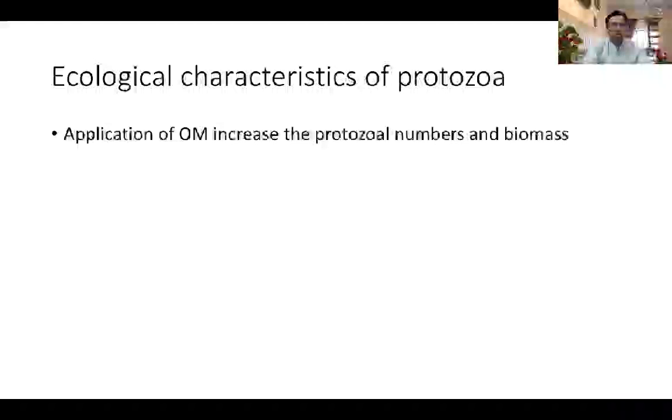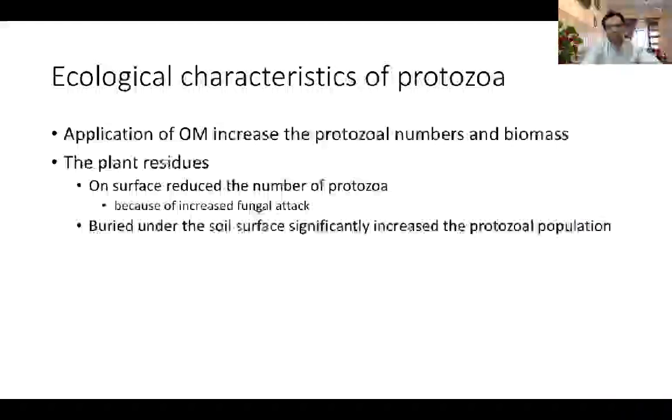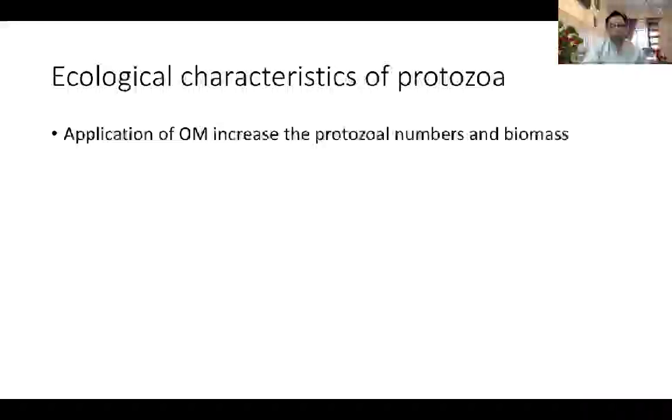Another thing is application of organic matter in the soil. It has been observed that when we apply organic matter to soil, the number of protozoa increases, and its biomass contribution also increases. What's the reason behind this increase? Why may the application of organic matter increase the protozoal number and biomass? It's very simple, because the numbers and biomass of protozoa depend on the availability of food and nutrition, and they use organic matter for that.